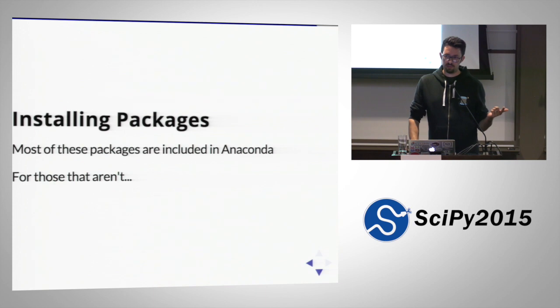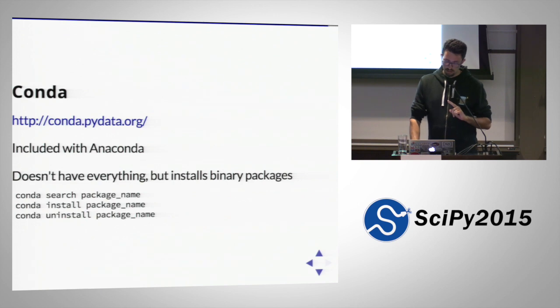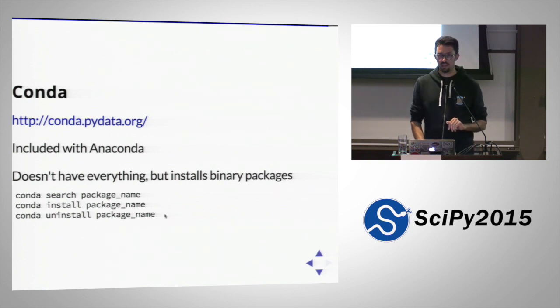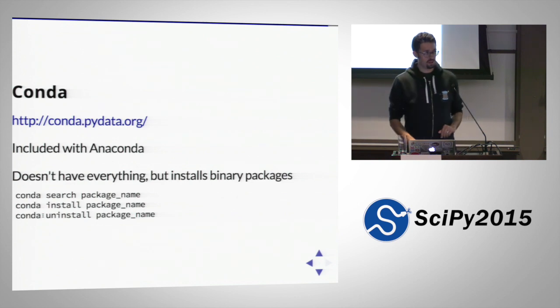Numba's, I'm on the fence about that one. But scikit-image and scikit-learn do. Cython certainly does. Almost all of those libraries I just mentioned come with Anaconda. If they don't, and you're using Anaconda, you can use something called conda to install packages. You can say conda search Seaborn, and it'll say yes, I have some versions of Seaborn. Then you can say conda install Seaborn, and it will download it from the internet and install it. If you want to uninstall it later, you can say conda uninstall Seaborn, and it will do that for you.